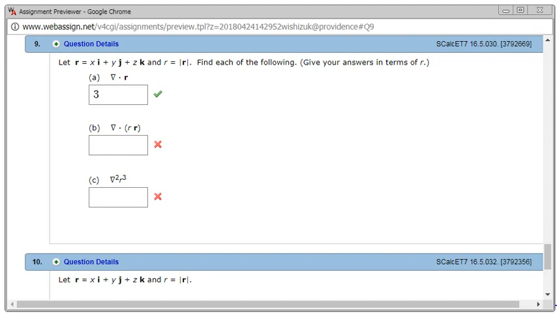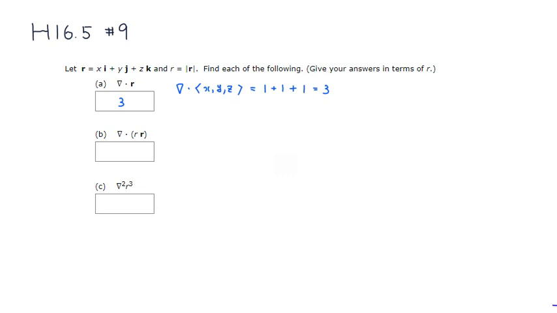Let's do part B. We want to find the divergence of r times R. Remember, r is simply the magnitude of vector R, so it's going to be the square root of x squared plus y squared plus z squared, which is the same thing as x squared plus y squared plus z squared to the 1/2 power.